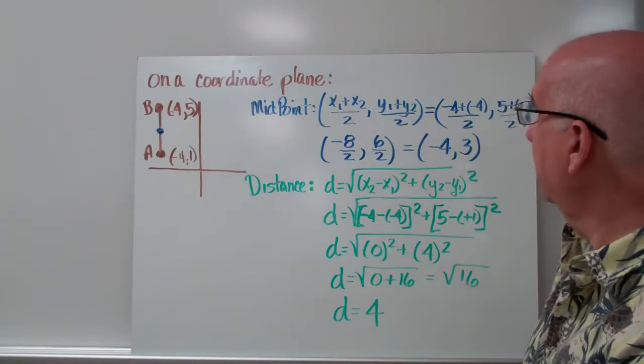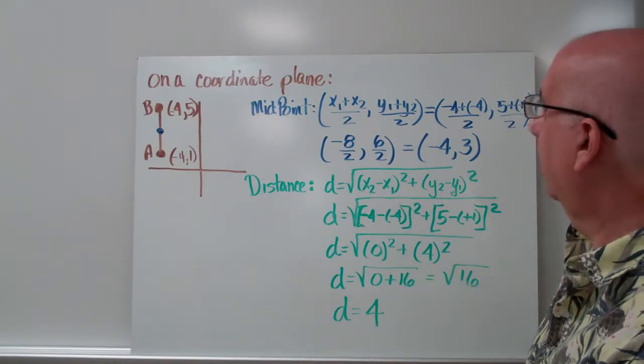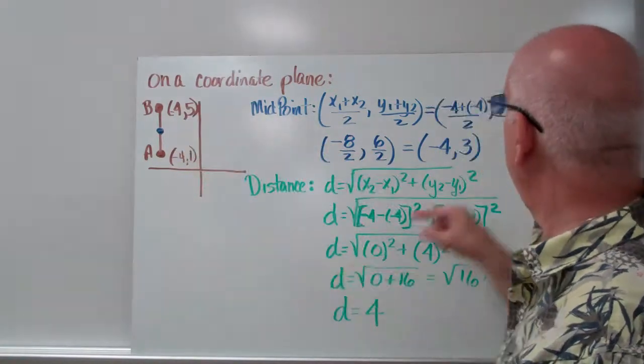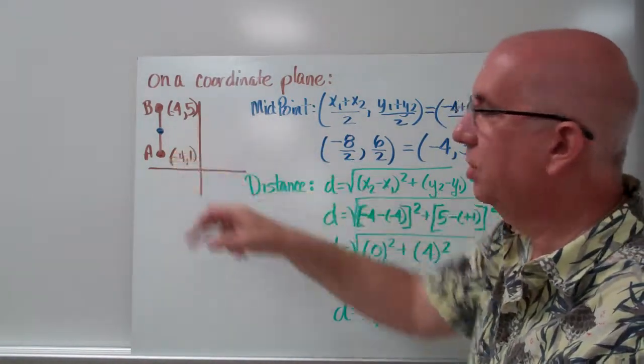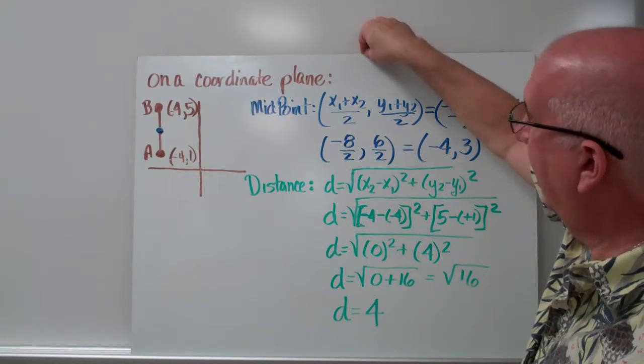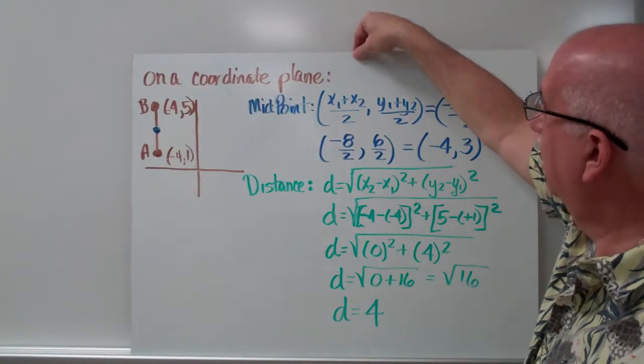And that makes a lot of sense, because the distance from this midpoint to here is 2. And from here to here is 2, so the total is 4. The midpoint is half the distance between the points.